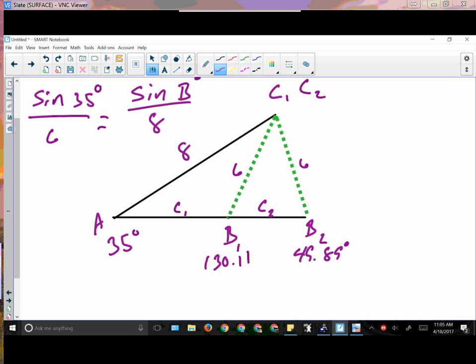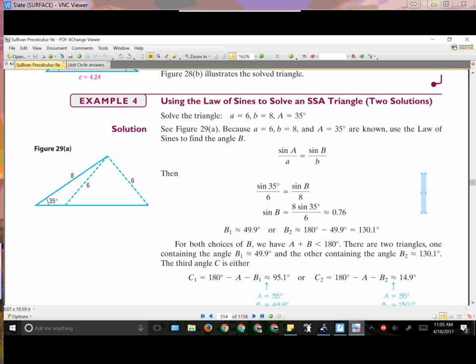Now that I have that information, I can go through and find the missing values for C1 and C2. That's easy enough. Just add these two up and subtract from 180, which gives us the angles up there. Then we can set the ratios up again and see what we've got. So be aware that when you're finding this, you're going to get the acute angle. Then to find the obtuse one, subtract that value from 180 degrees.